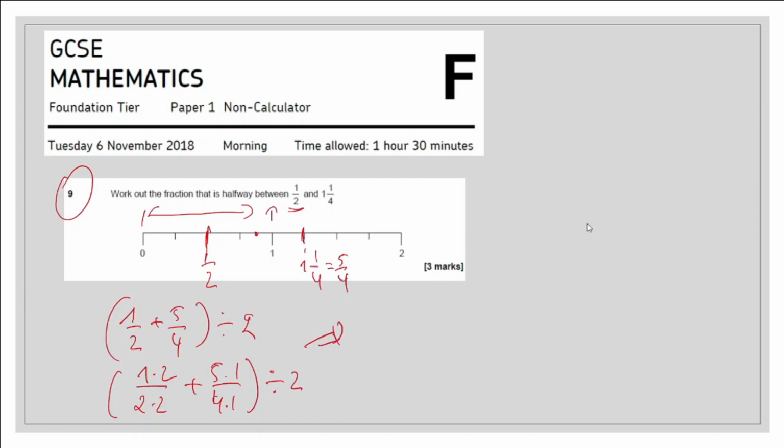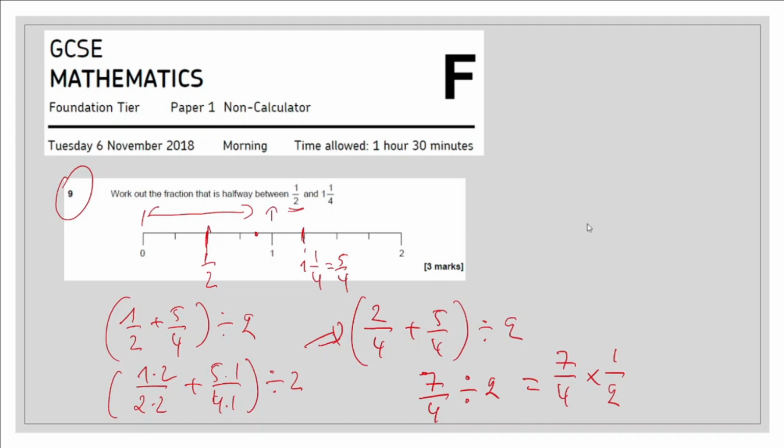What we get here is 2 divided by 4 plus 5 divided by 4. All of them should be divided by 2. We have the same denominator, and we can just add the numerators. So we actually have 7 over 4 that should be divided by 2. This implies 7 over 4 multiplied by the inverse of 2, which is 1 over 2, and now we multiply to get 7 over 8, which is the fraction that is halfway between the two fractions.